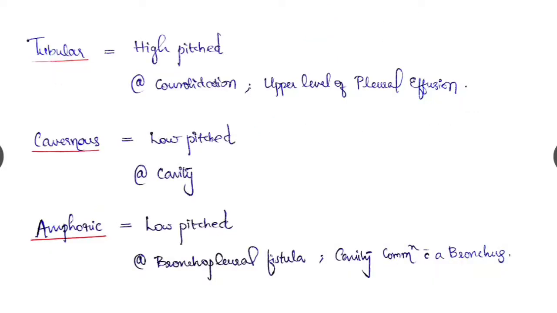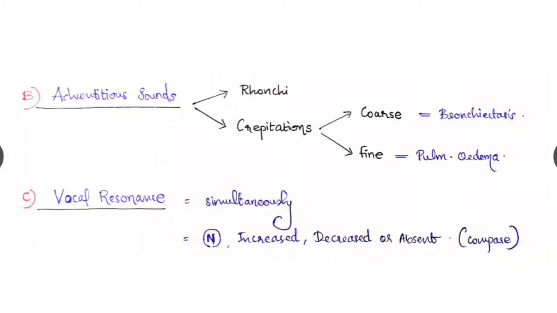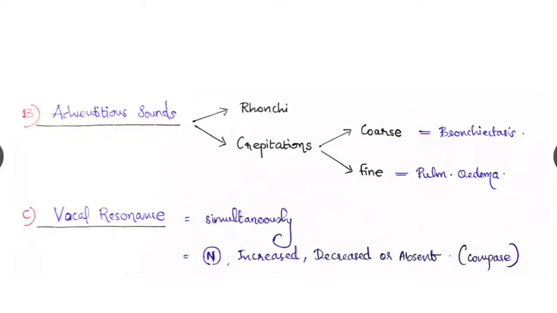Regarding the tubular type, it is a high-pitched breath sound seen in consolidation and also at the upper level of a pleural effusion. If it is cavernous, it is a low-pitched sound and seen typically in a cavity. If it is amphoric, it is also low-pitched, and it is seen in bronchopleural fistula and also in a cavity which is communicating with the bronchus. Also, we have to auscultate for any adventitious sounds like rhonchi or crepitations. Rhonchi are music-like sounds, whereas crepitations can be coarse or fine. Coarse crepitations are seen in bronchiectasis, whereas fine crepitations are typically suggestive of pulmonary edema.